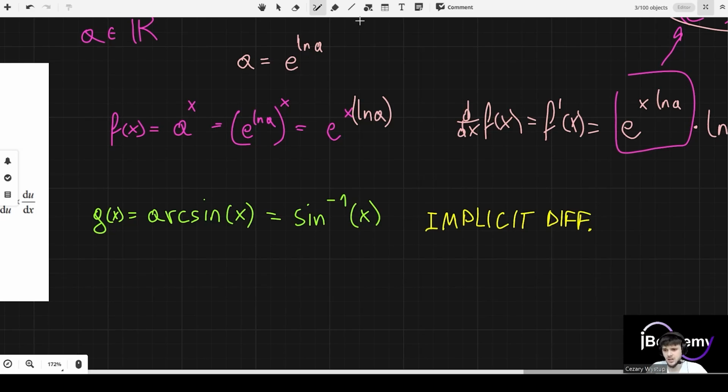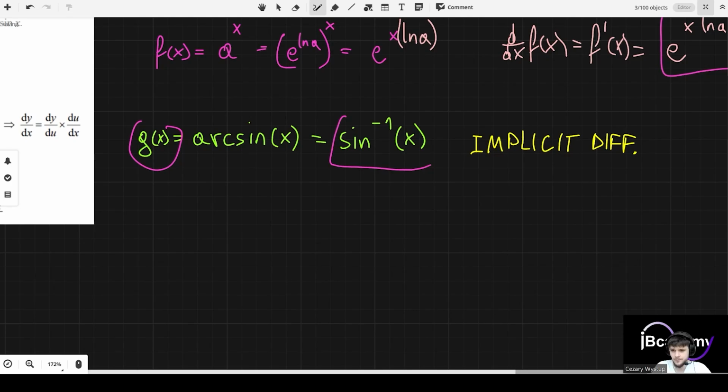And now, if you haven't done it yet, don't worry. Let's just try and follow what I'm doing here. If you have, it should be straightforward. Okay. I've called this function g. Let me just say that this is some y equals arc sine of x.